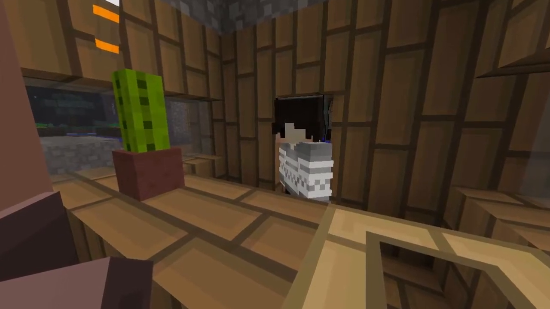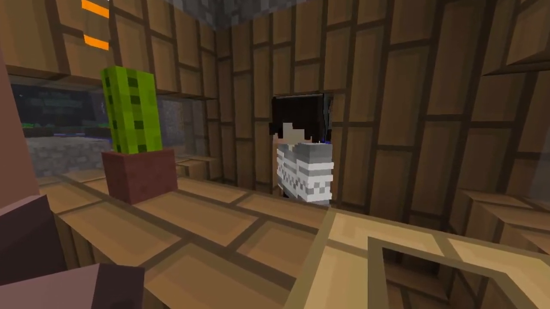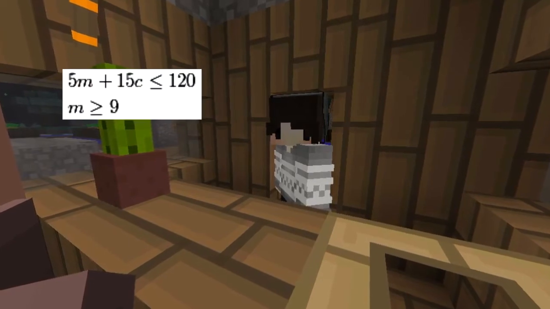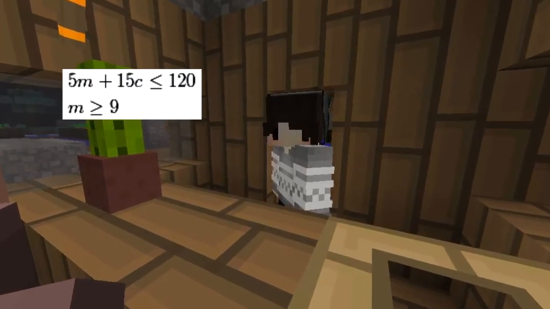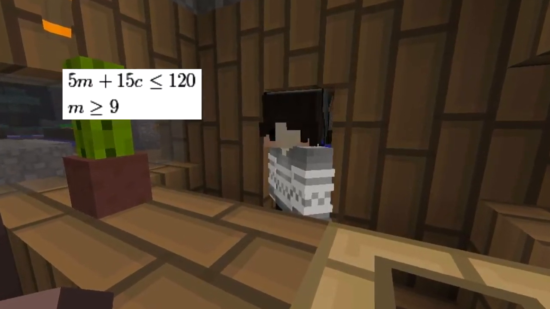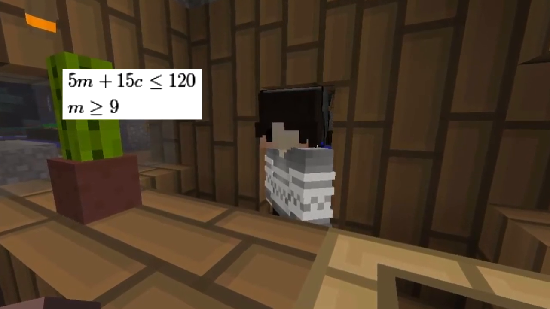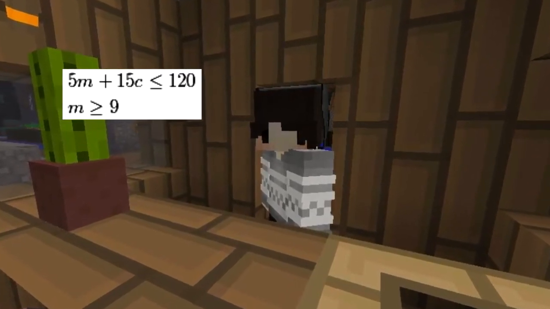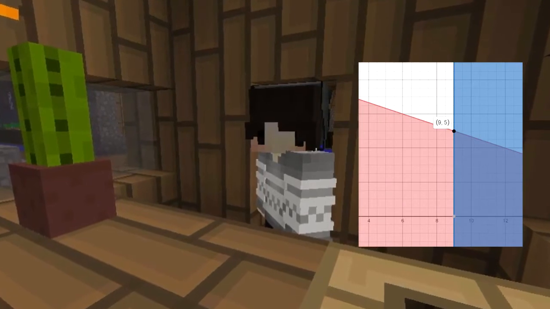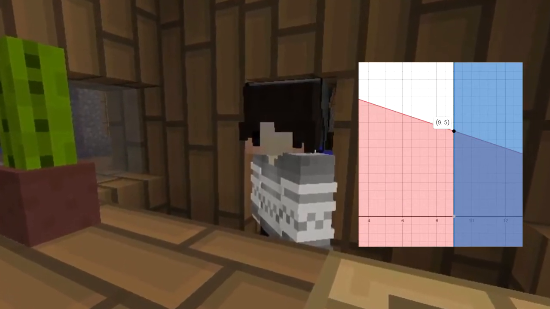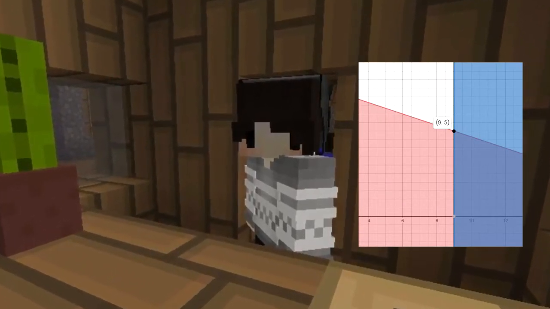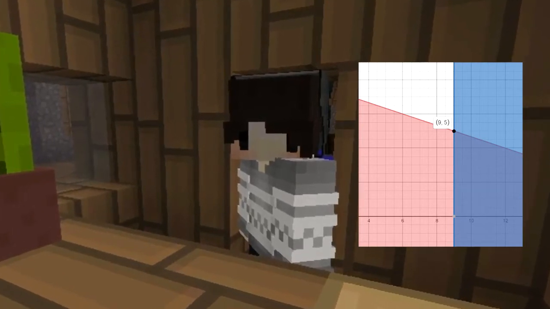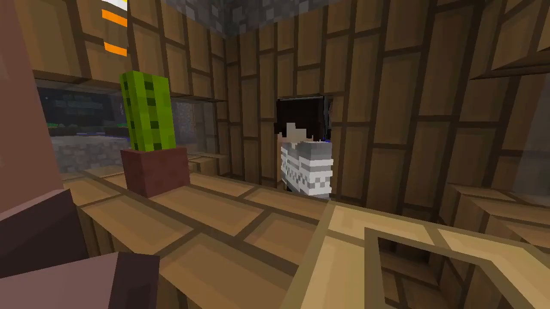So to solve his problem, Stonegood creates a system of inequalities. The system of inequalities is 5m plus 15c is less than or equal to 120, and m is greater than or equal to 9. So to find the amount of mushrooms and chicken he should buy, he graphs the set of inequalities. According to the graph, he uses the combination of 9 mushrooms and 5 cooked chicken in his soup, which will cost him his whole 120 emeralds.